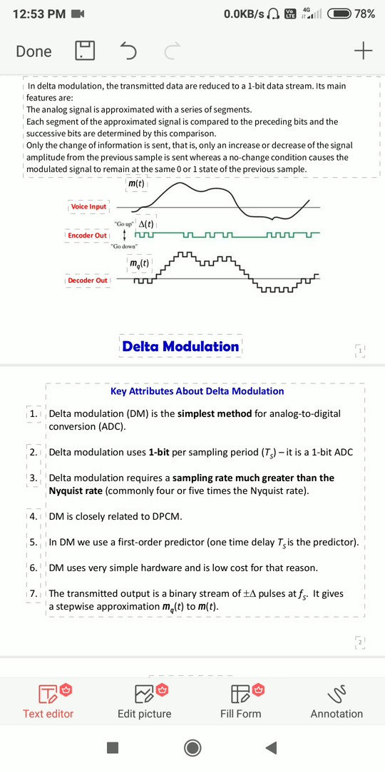Now we will see the key attributes about delta modulation. Delta modulation or DM is the simplest method of analog to digital conversion. Delta modulation uses 1 bit per sampling period and it is a 1 bit ADC because it converts analog signal into digital, but it sends only 1 bit data stream. Delta modulation requires a sampling rate much greater than the Nyquist rate.